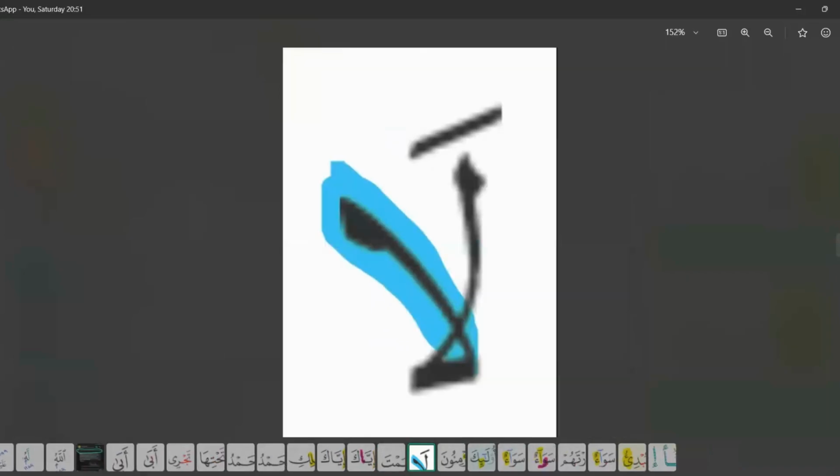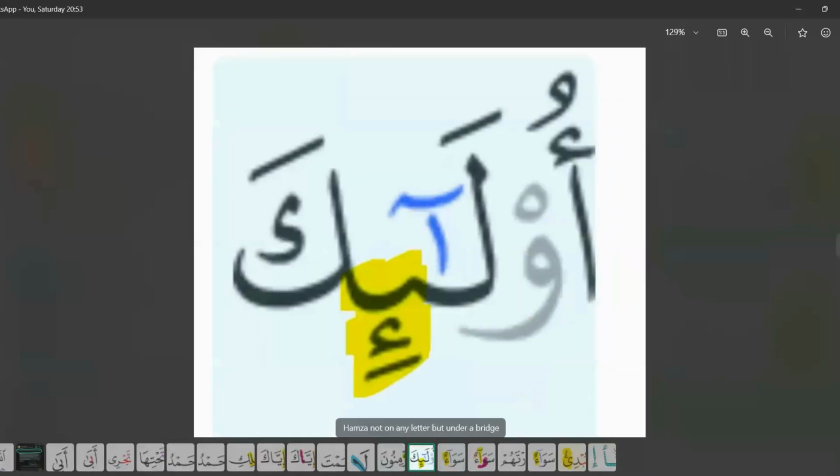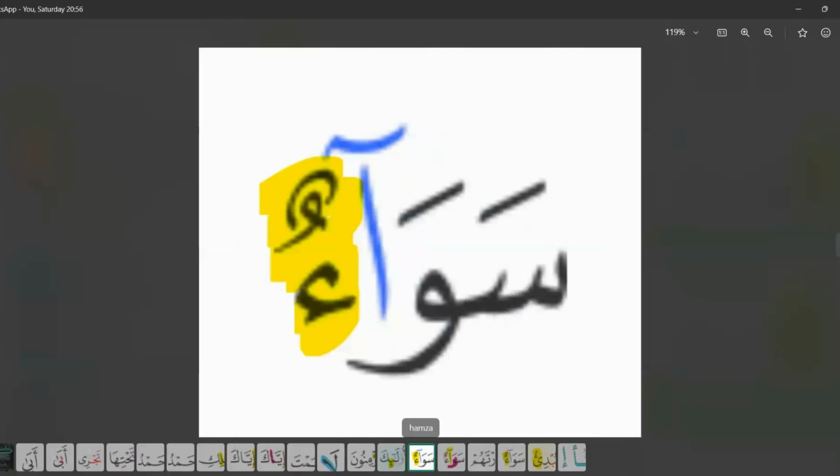So this is an alif. So this is a lam and an alif. This is slightly more difficult, so we're not going to go into it today. Then you've got the Hamza on the wall, an example of Hamza on the wall, and again you will pronounce the Hamza, not the wall. And Hamza under the bridge, and again the sound of the Hamza is produced. You've got a Hamza at the beginning, and obviously after the wall, you've got a lam joining to the left. Another Hamza all by itself.